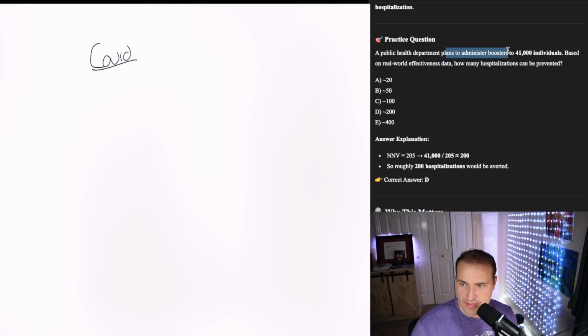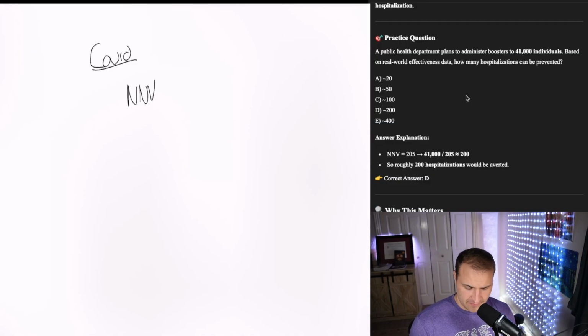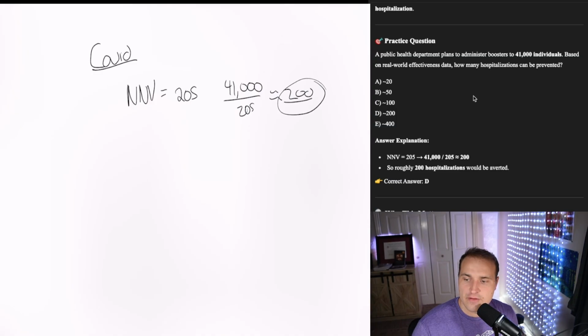A public health department plans to administer a booster to 41,000 individuals. How many hospitalizations can be prevented? All right, so we use that NNV of 205, and then we have 41,000. And 205 would be about 200. So 200 hospitalizations would have been averted. So for every 205 people that are boosted, one COVID hospitalization is prevented.